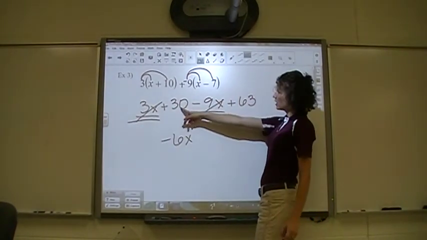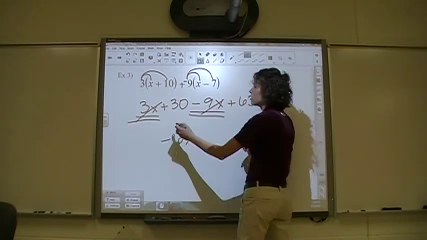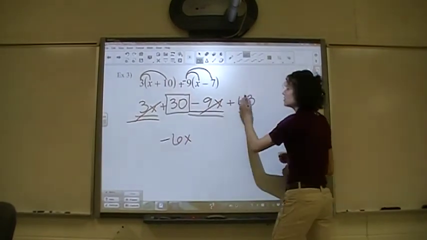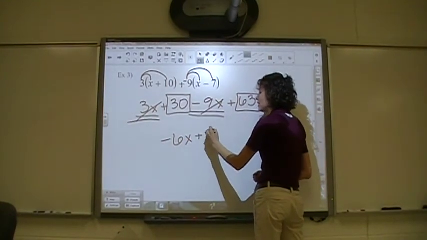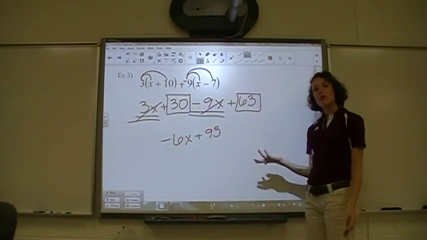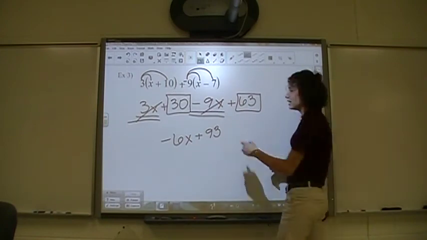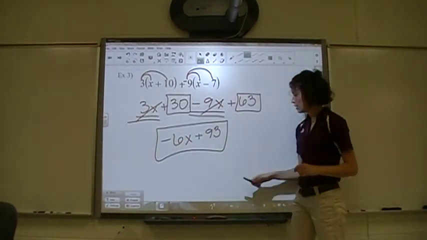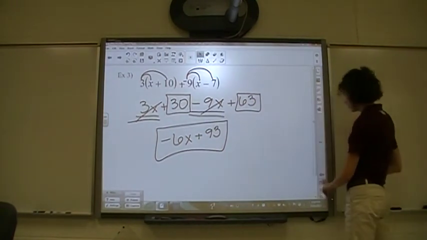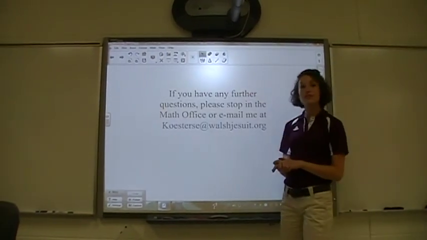Then we have 30 and 63, and those are like terms. So we have positive 30 plus 63, which is going to give me a positive 93. Now we don't have any more like terms, so you can't combine anything else, and that is my final answer, negative 6x plus 93. So this section was on the distributive property.